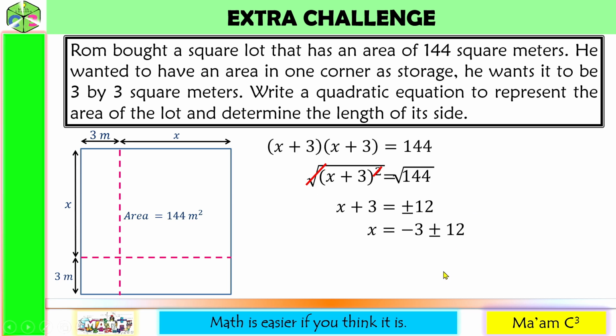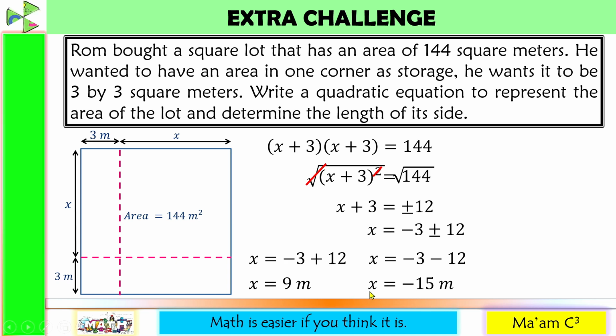Let's have the first value, negative 3 plus 12. Negative 3 plus 12 is equal to 9. So x is 9 meters. Now the second value is negative 3 minus 12. Negative 3 minus 12 is equal to negative 15. So we have negative 15 meters. But since x here represents length, and take note that we do not have negative length. We do not have negative distance. Therefore, we are going to choose the positive value. X is equal to 9 meters.